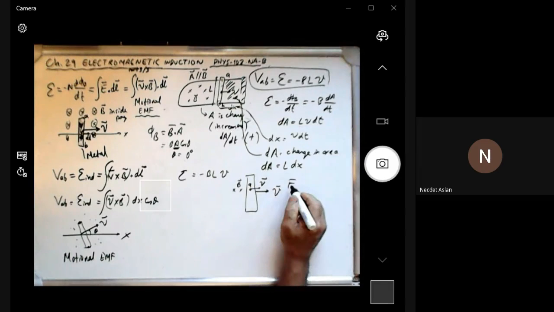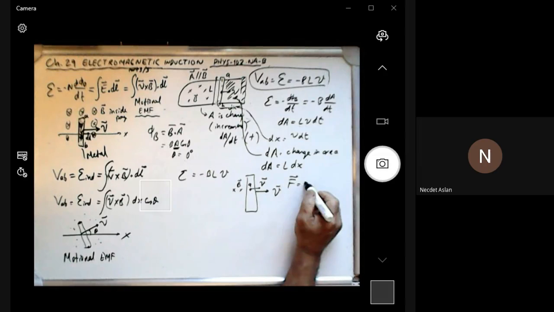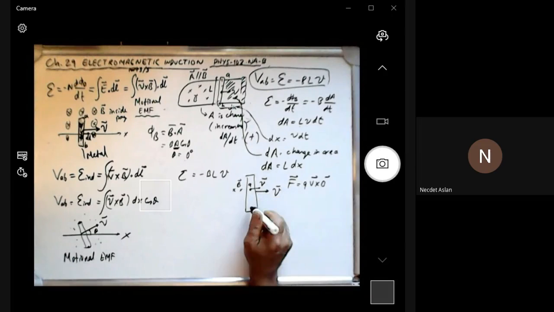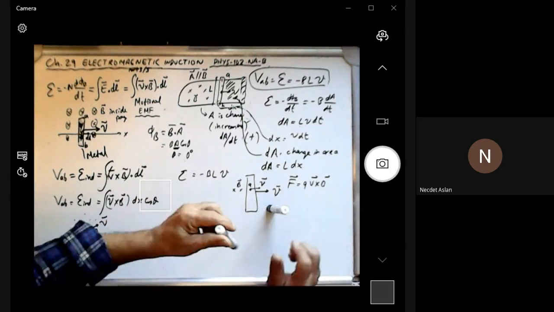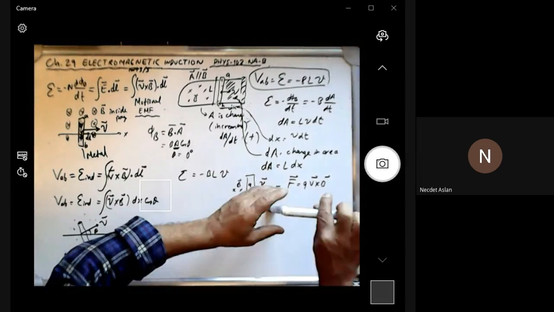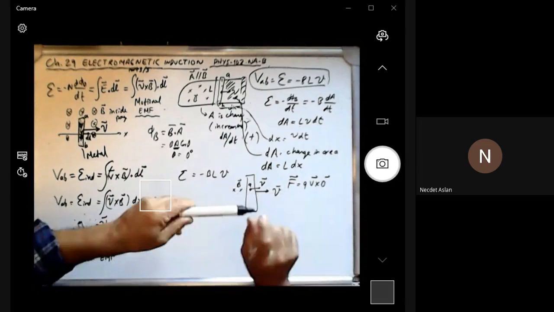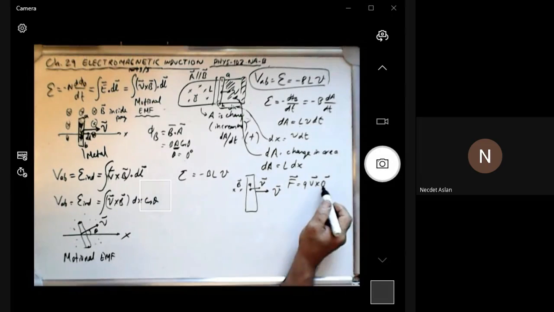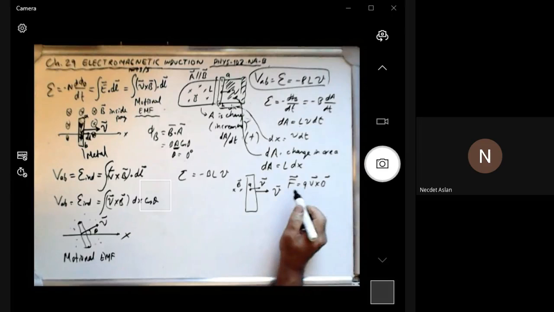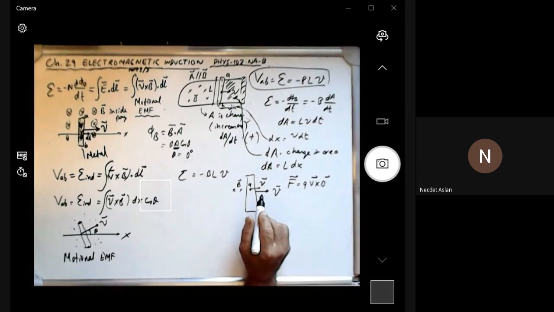Okay. Now, if v is this way and the magnetic field is downward, let's check the direction. So B is downward and velocity is this way. V cross B is upward. So this positive charge will be experiencing a force in the upward direction. So it means that the positive charges will go up, so that there will be positive signs here.